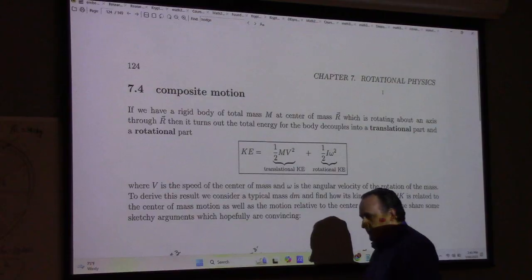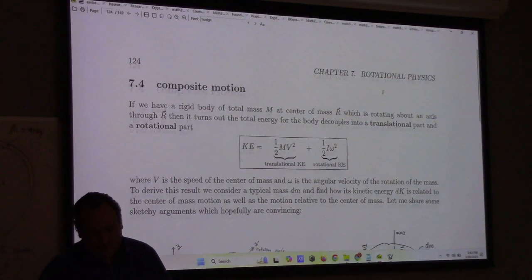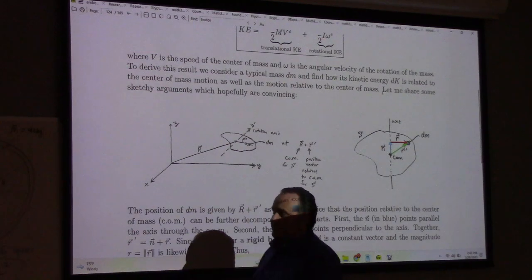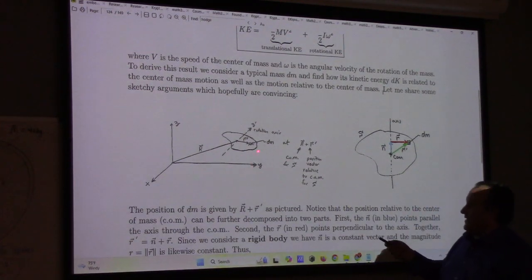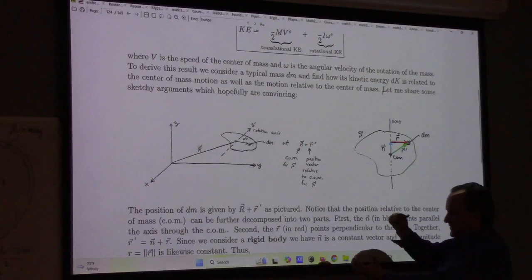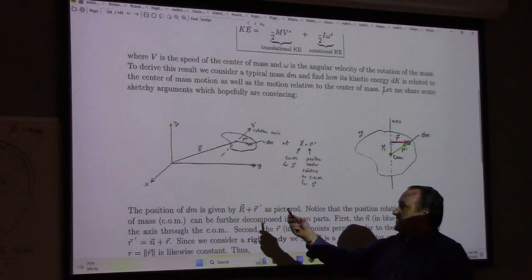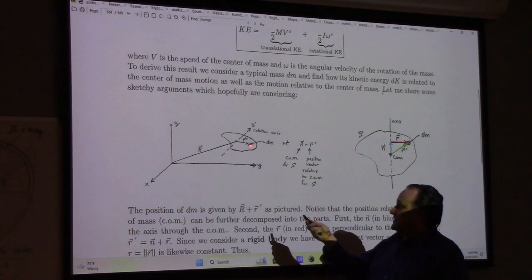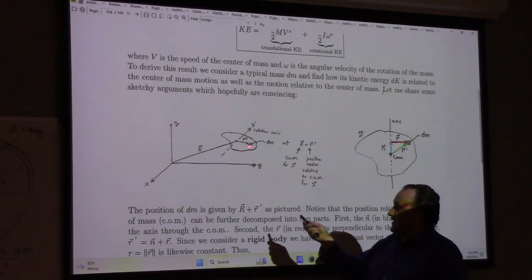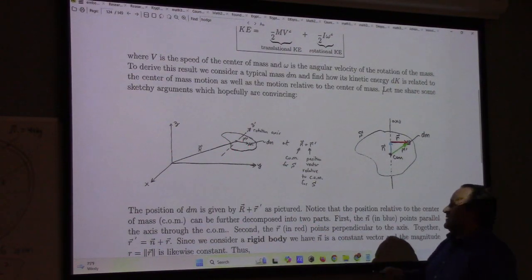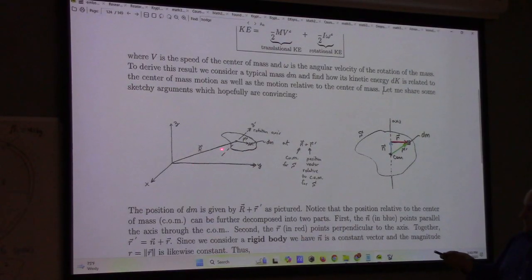So here's a picture. We consider a typical infinitesimal mass dm, and here's my rigid body. It's moving through space, and as it's moving through space, it's rotating around some axis of rotation like that. If I think about this little infinitesimal mass dm, that's a typical part of the body, its position in space is given by the center of mass position plus its position relative to the center of mass, which I called r prime. So it's at r plus r prime.